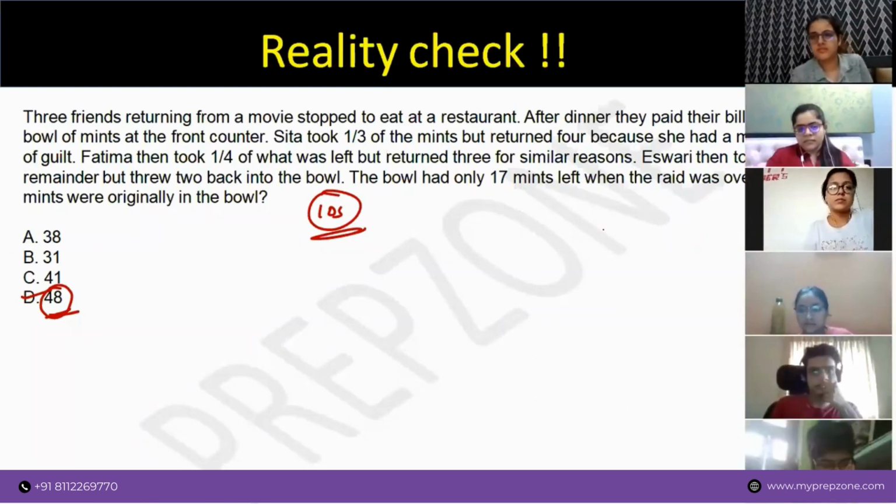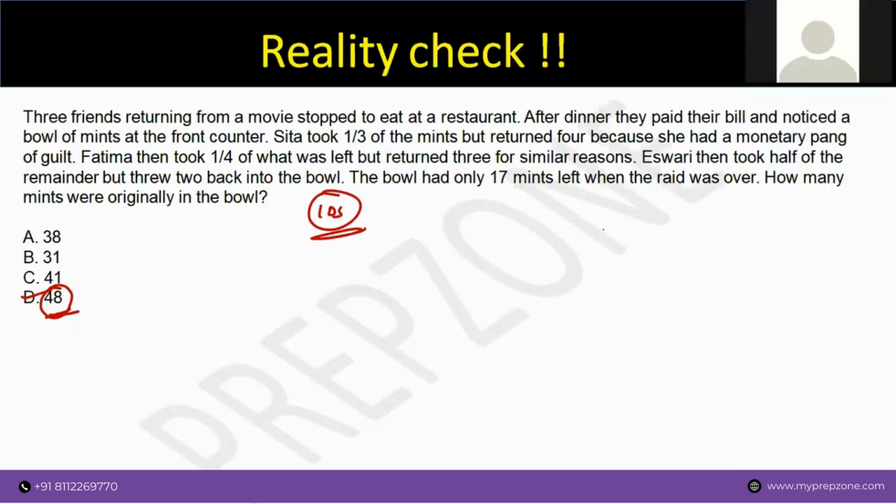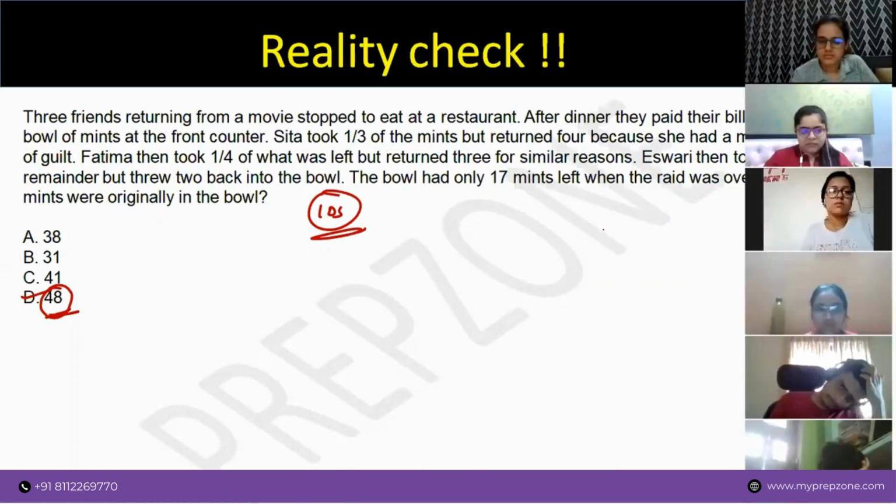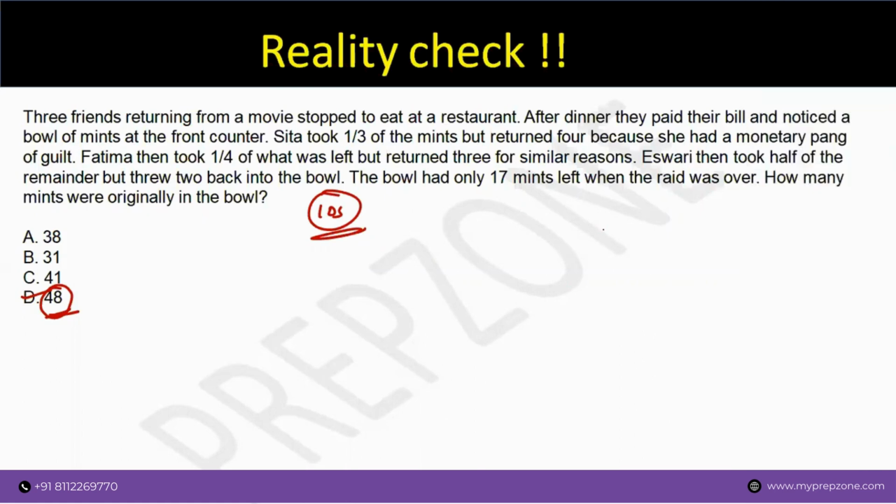I did it by back calculation. Yeah, you can go ahead. So we can check at every point, like after 1/3 were taken, 2/3 will be left and plus 4. So that should be again multiple of 4 because then again 1/4 were taken. Like so on, keep on checking if there are multiples of 3.